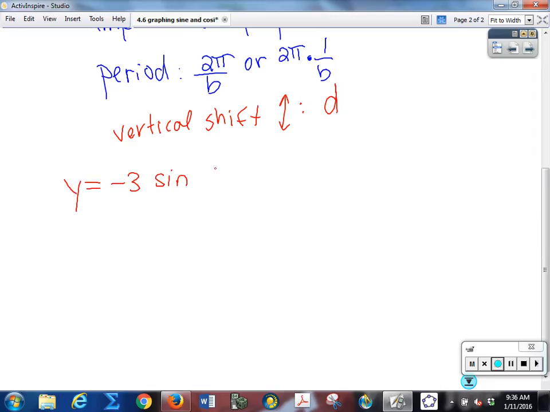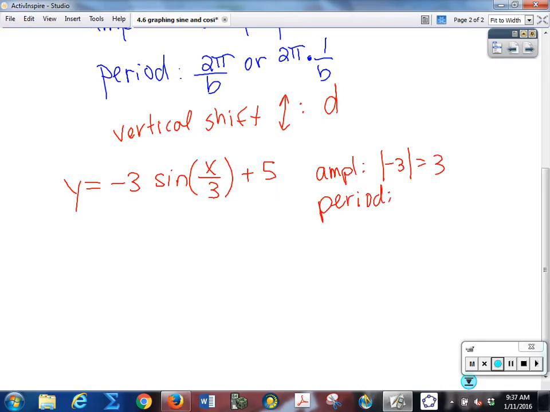So the 5 is doing nothing to the period, right? It's just shifting it up 5. What is going to be the amplitude of this one? 3. Absolute value of -3, +3. Yep. Period is going to be 2 pi divided by 1/3, or 2 pi times, so think of this as 1/3, times 3 is 6 pi.